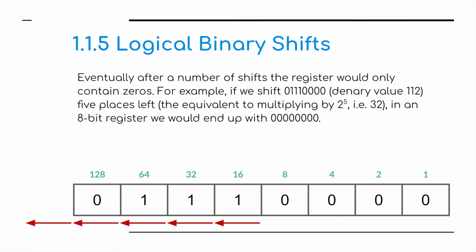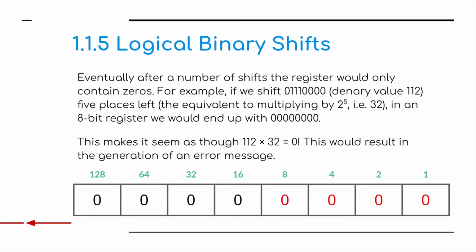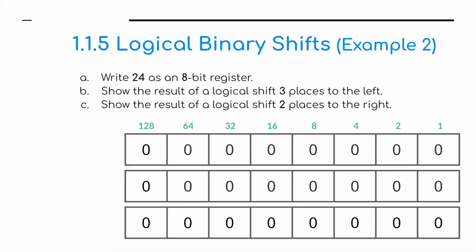So for example, if I was to take this number here, one lot of 64, one lot of 32, and one lot of 16, and I was to move this 5 places to the left, then we would end up with a register full of zeros. Okay, but we've multiplied this number, and obviously when we multiply this number, the equivalent of denary value 112, when we times it by 2 and 2 and 2 and 2 and 2 again, we're not going to get purely zeros.